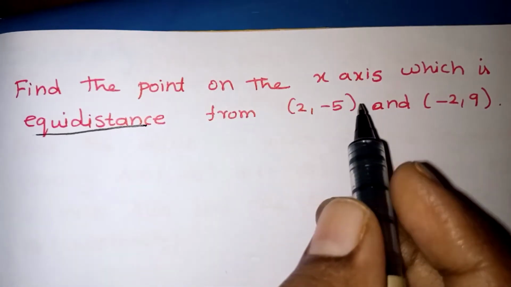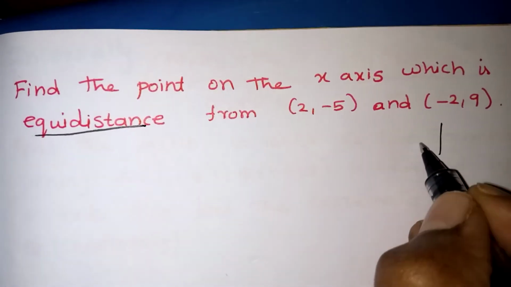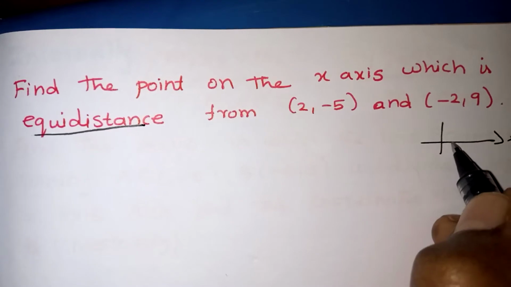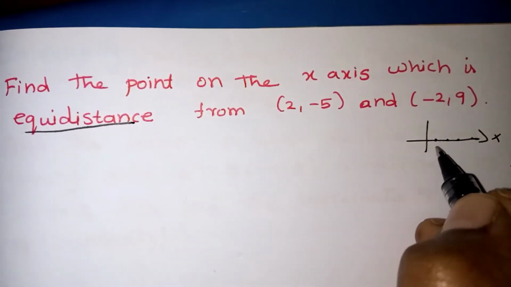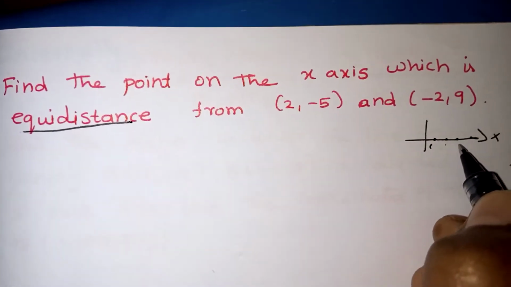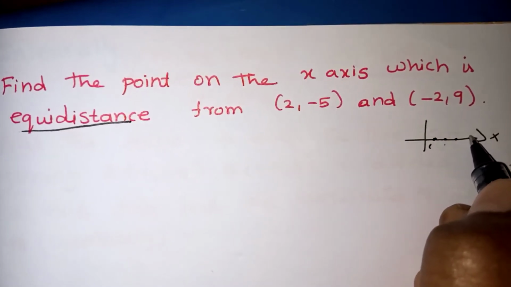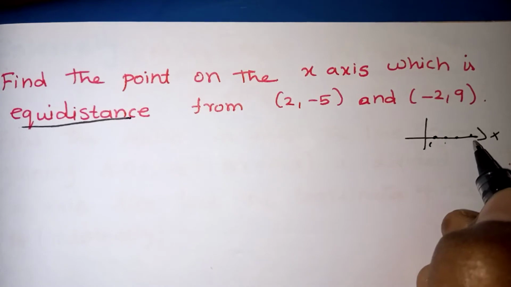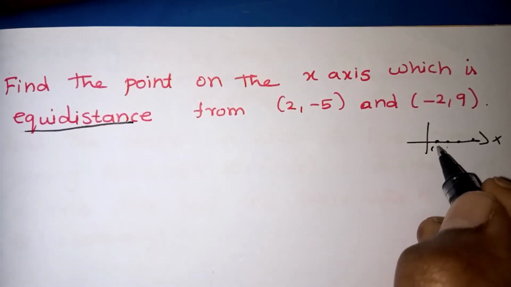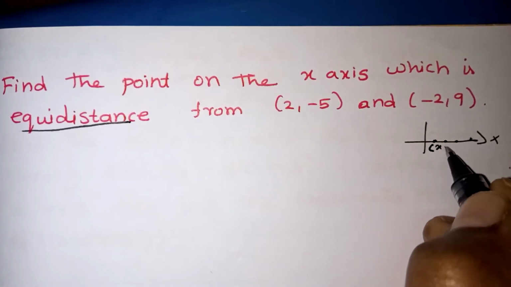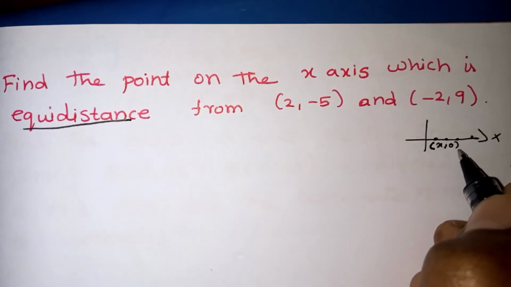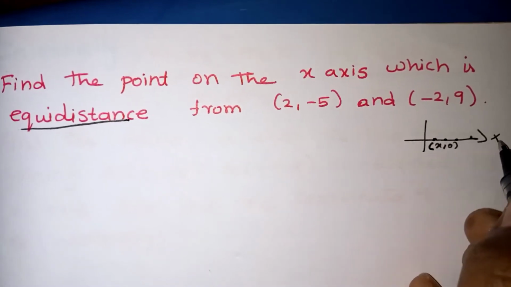Points on the x-axis, how will they be? This is your graph, this is our x-axis. The points on the x-axis will be (1, 0), (2, 0), (3, 0), (4, 0). Like that, only such points we will be placing on the x-axis. For a point on the x-axis, the y-coordinate will be 0. So generally we will say some number along with 0. (x, 0) is the general form of an x-axis point.